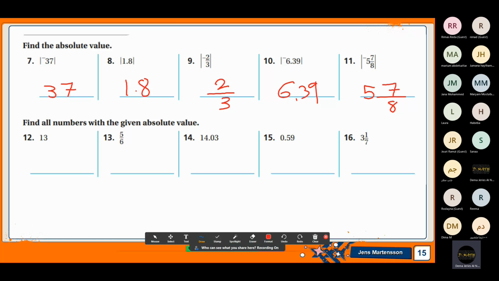Okay, yeah, Habiba. What is now here? Find all numbers with the given absolute value. He will give me the numbers whose absolute value is 13.